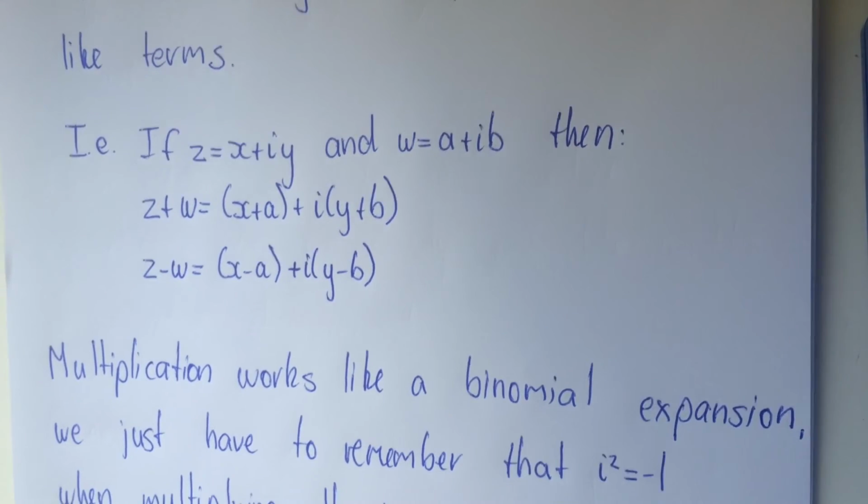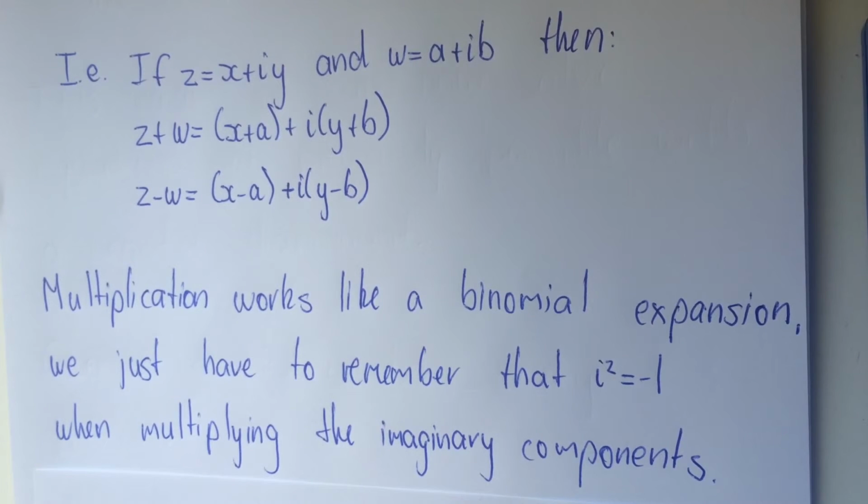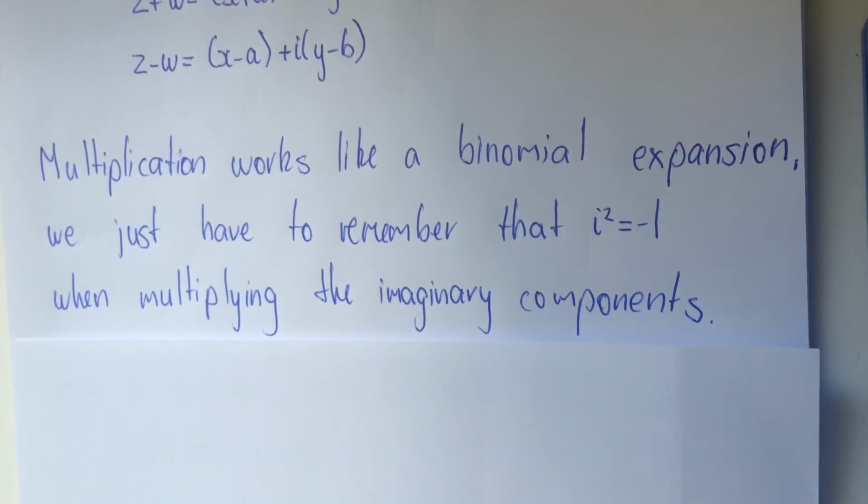However, multiplication is a little bit different. We treat it like a binomial expansion, rather than simply multiplying real and imaginary parts. So, this is just like, again, expanding a binomial expression. However, we have to remember that i squared is equal to -1. That's the only real complication when it comes to multiplication.